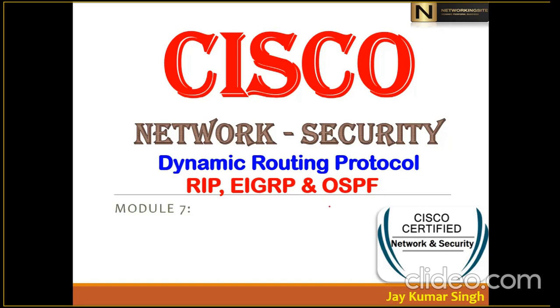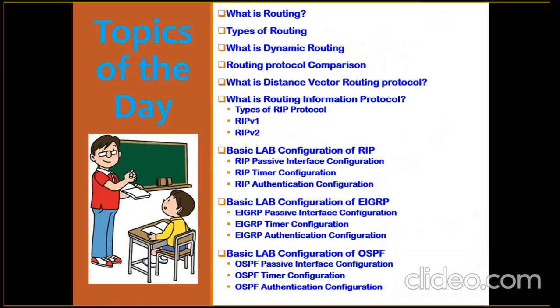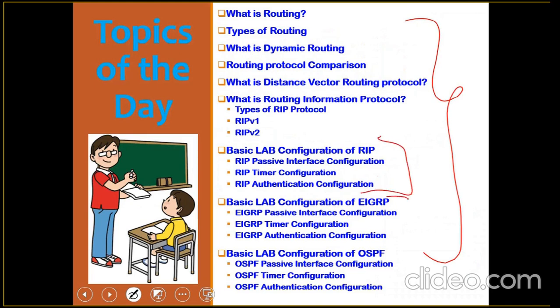Okay, so today we are starting our module 7, which is dynamic routing protocol. In dynamic routing protocol, we have three sections of protocols, which are RIP, EIGRP, and OSPF. These are the topics we will be covering in this session. There will be a separate RIP session, a separate EIGRP session, and a separate OSPF session.